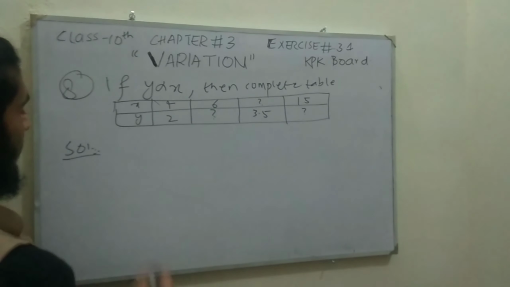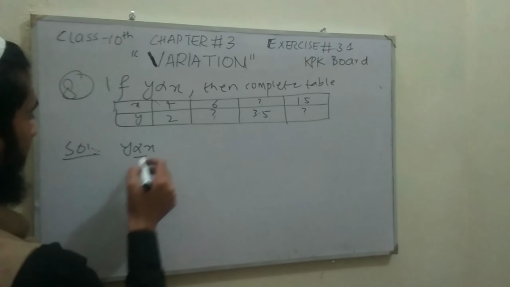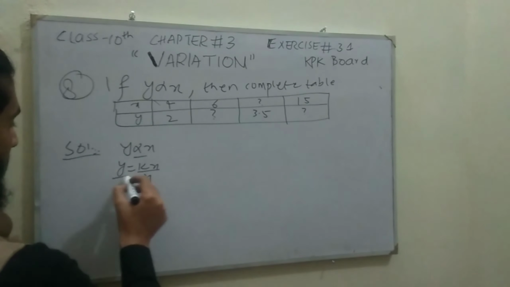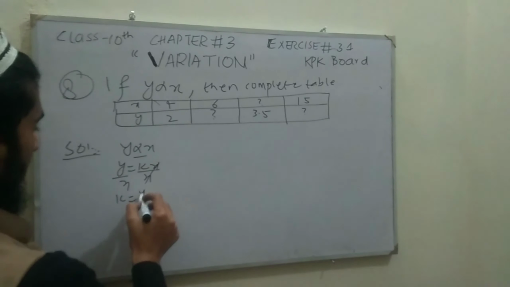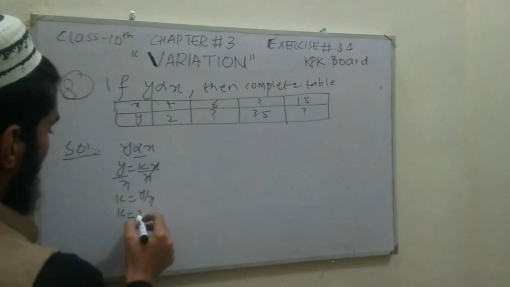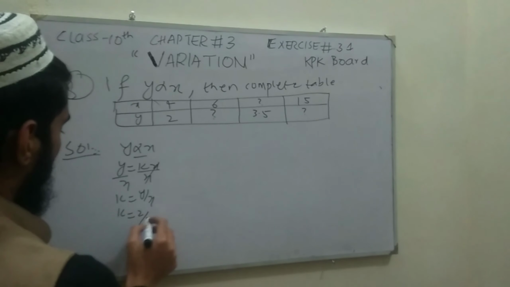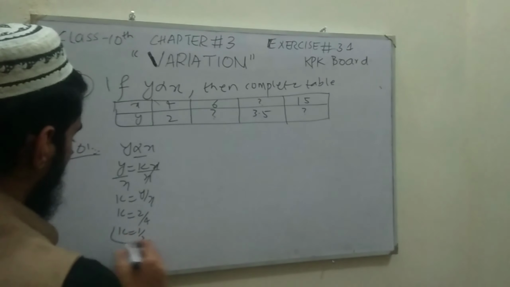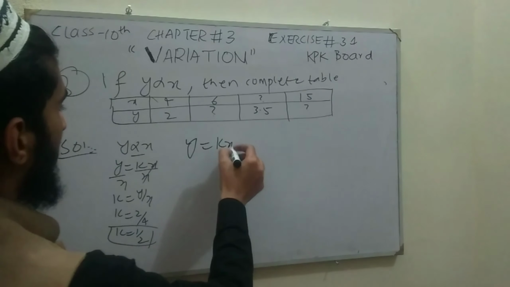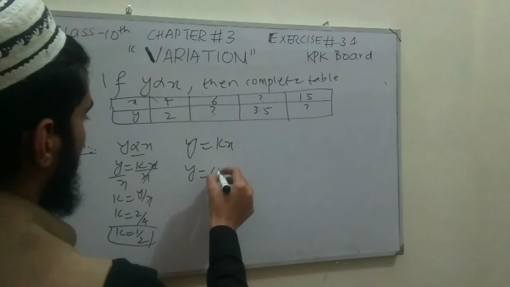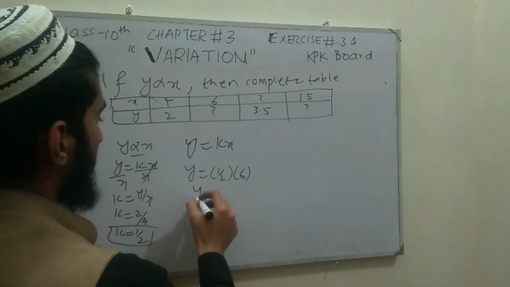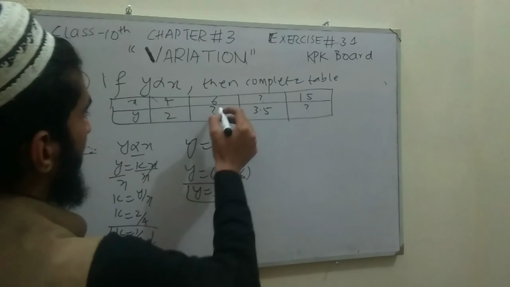Using the relation which is given, y is directly related with x. Eliminating proportionality, y is equal to kx. Divide both sides by x, so the value of k is equal to y divided by x. Using the value of y is 2 and x is 4, 2 divided by 4 gives us 1 over 2. Using this relation, y is equal to kx, the value of k is 1 over 2 and the value of x is 6 in this column. 6 divided by 2 gives us 3. So the value of y is equal to 3 here.